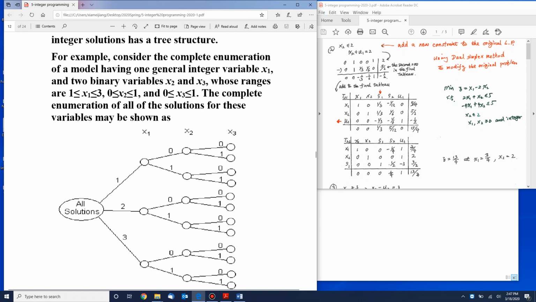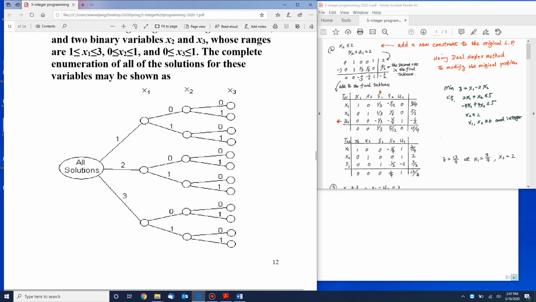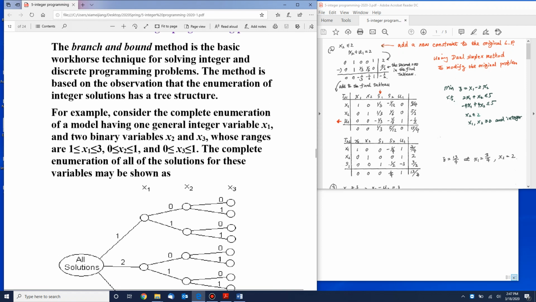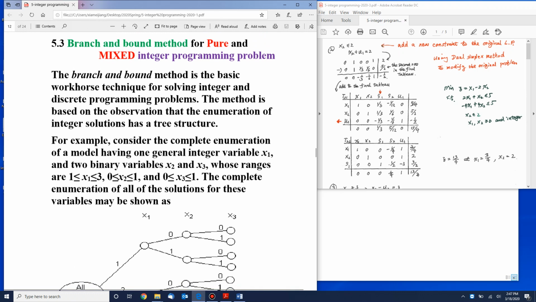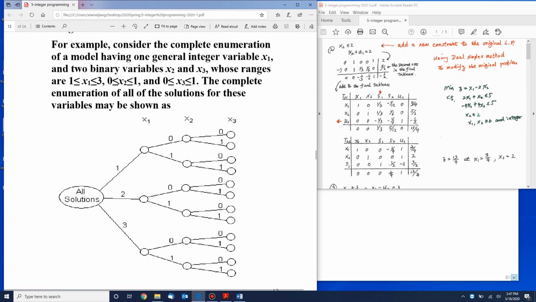So these circles, when we get the result, we call it a node. From the optimal solution, then connecting to x1 equals 1, that is called a branch. And then we work on them separately. Okay, so this is basically what we call the branch and bound method, right?